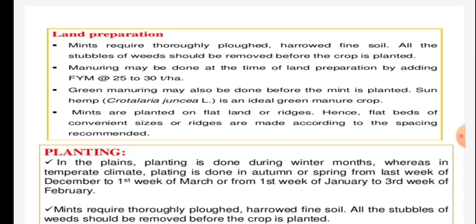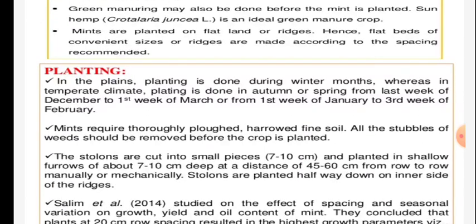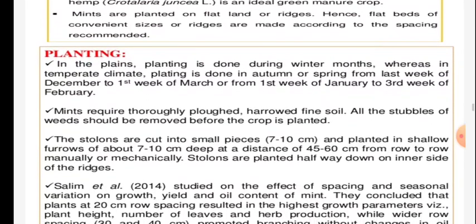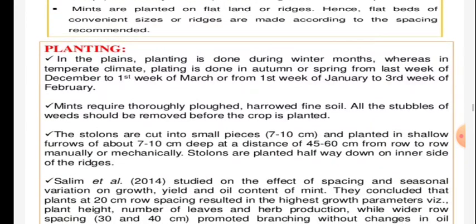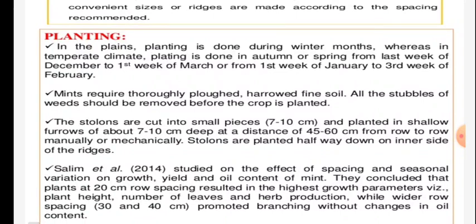So it is showing the good. Then for the planting, it is done in the winter season commonly for the good crop, and secondly up to the January, the 1st or the 3rd week. It requires the proper stolon condition, 7 to 10 centimeter small pieces, and then they are directly dibbed or planted.